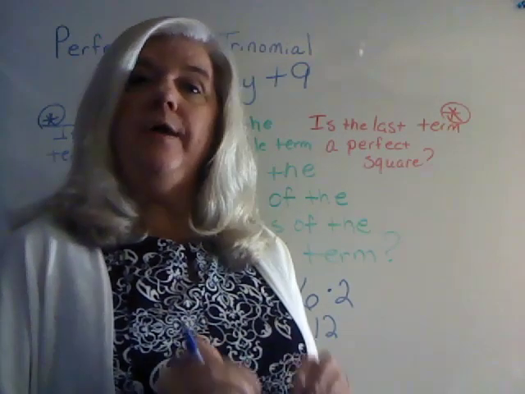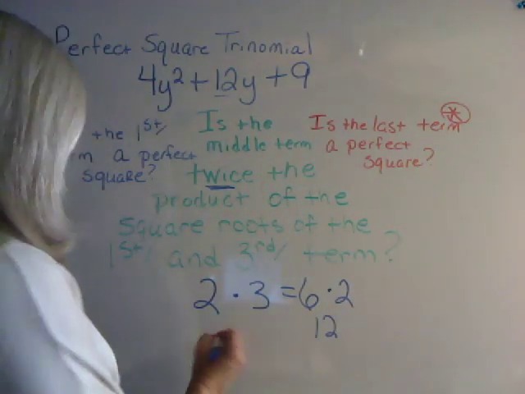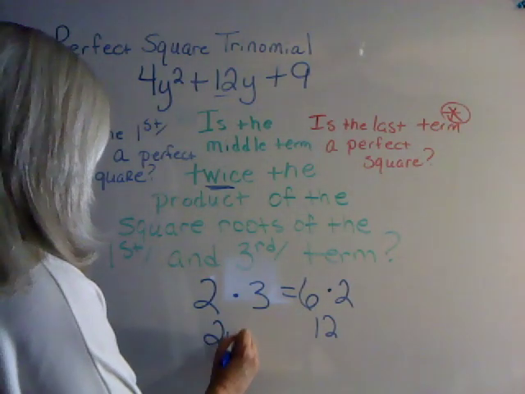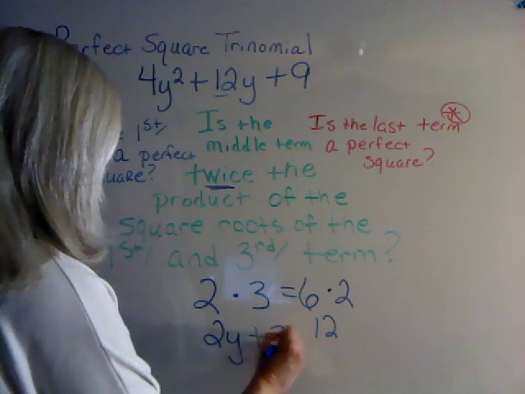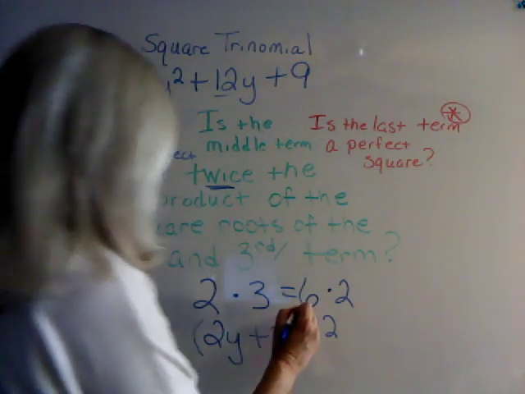So now we can write this as a perfect square. To do that, I would say 2y plus 3, and this would be squared.